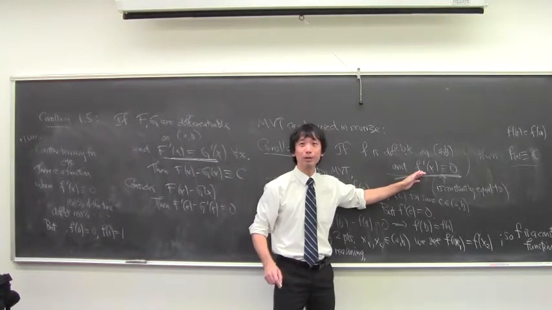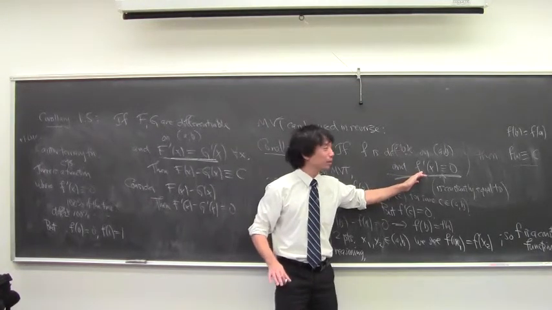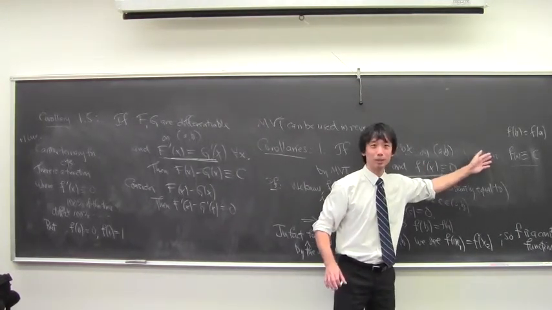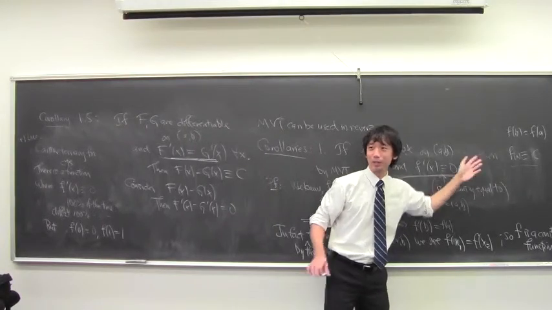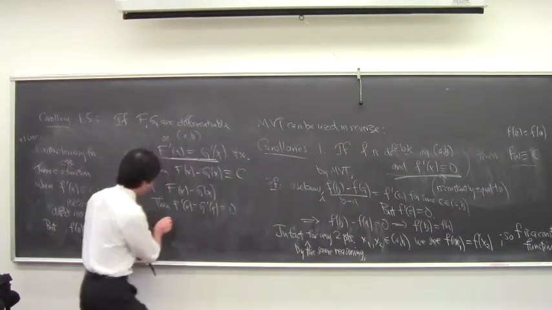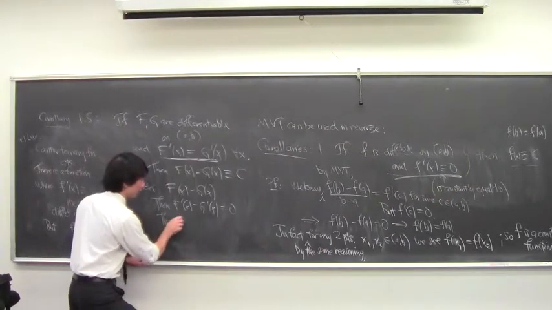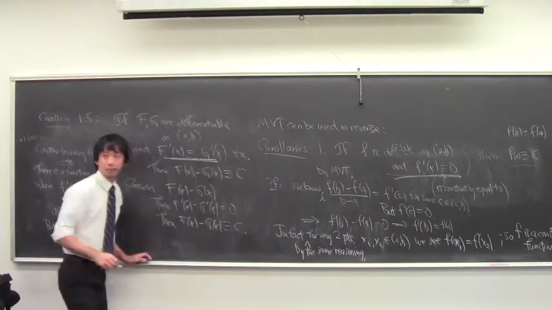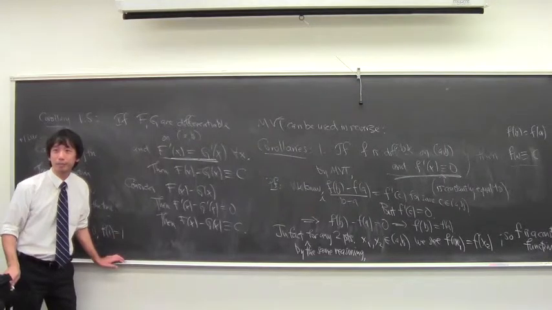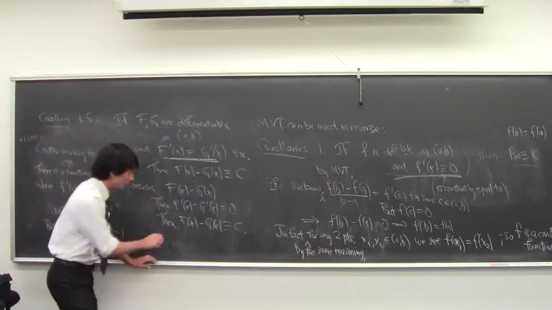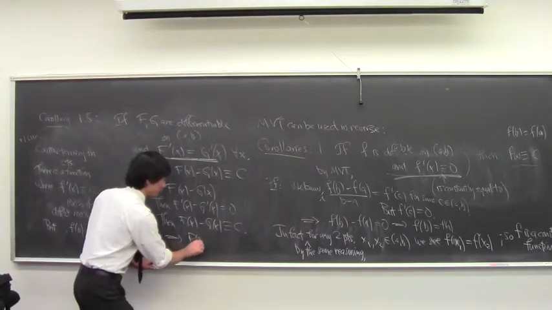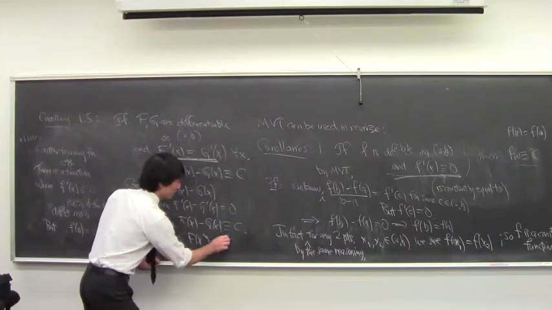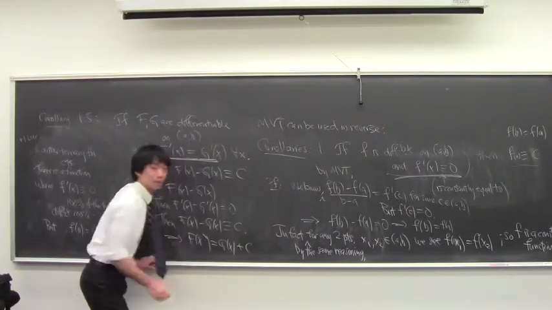Exactly. The derivative there is 0. So what can you say about the function? The function is constant, right? So then f of x minus g of x must be a constant. And that tells you that f of x is actually g of x plus some constant.